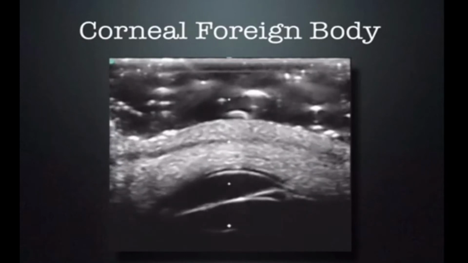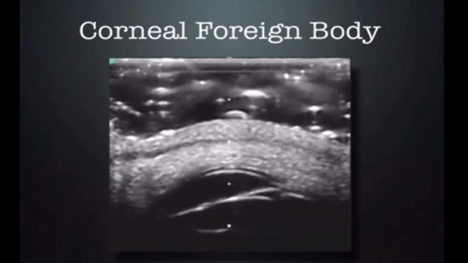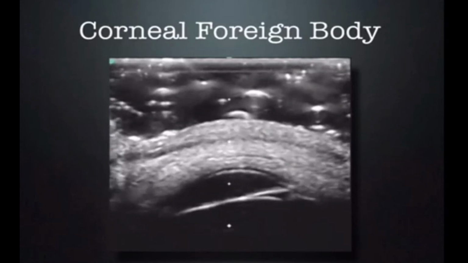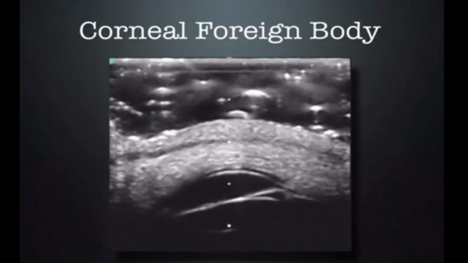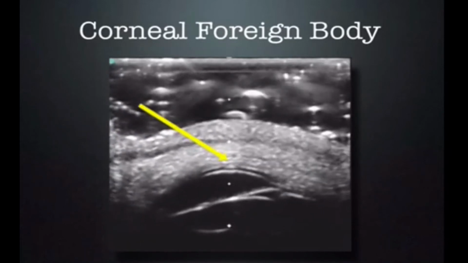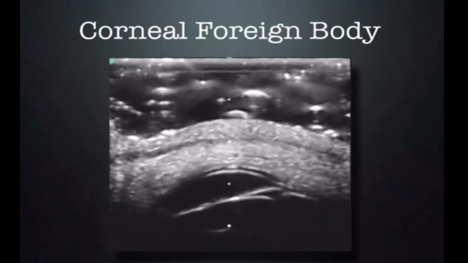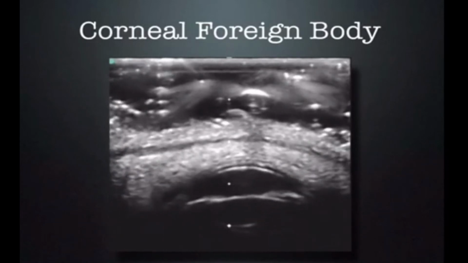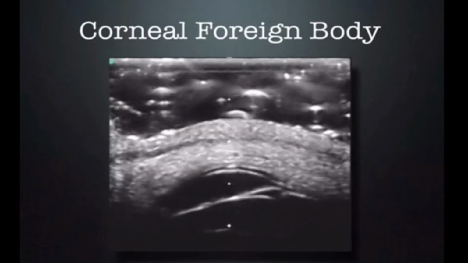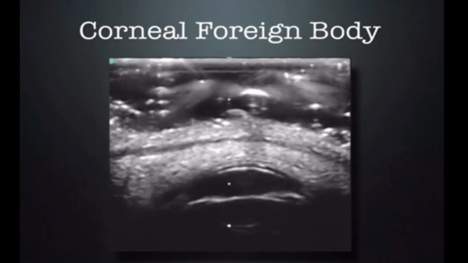Here we have a corneal foreign body. We see the lid very well, the tarsal plate, which is the hypoechoic line going across the eyelid. We see the rest of the eyelid, and then we see the anterior chamber. When we look at the anterior chamber, we can see it moving back and forth. It's a hyperechoic structure. In this case, this is a metal foreign body that's in the cornea. It did not penetrate the globe itself.